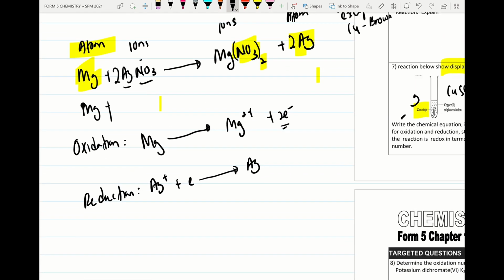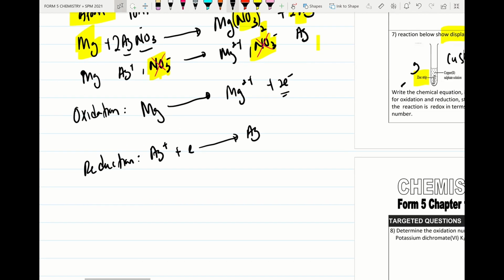So magnesium exists as an atom. We have silver ion and nitrate ion. On the product side we have magnesium ion, nitrate ion and silver atom. Remove the spectator ion. Here the spectator ion is the nitrate ion, so I remove all the nitrate ions.